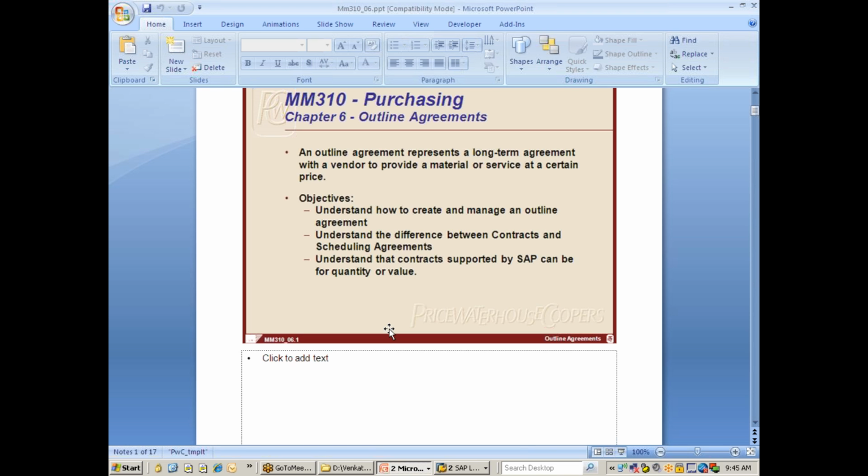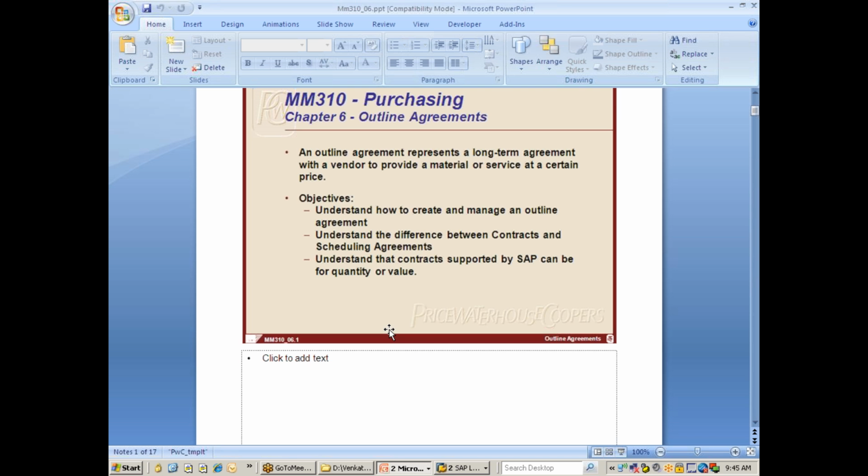As you know, an outline agreement represents a long-term arrangement made with the vendor to procure a certain material or a service at a certain price over a given period of time. So outline agreement is nothing but a long-term arrangement. When I say long-term arrangement, you should have a fixed start date and fixed ending date. This agreement covers the requirements of a certain material for a period of time. Such kinds of agreements are called outline agreements.